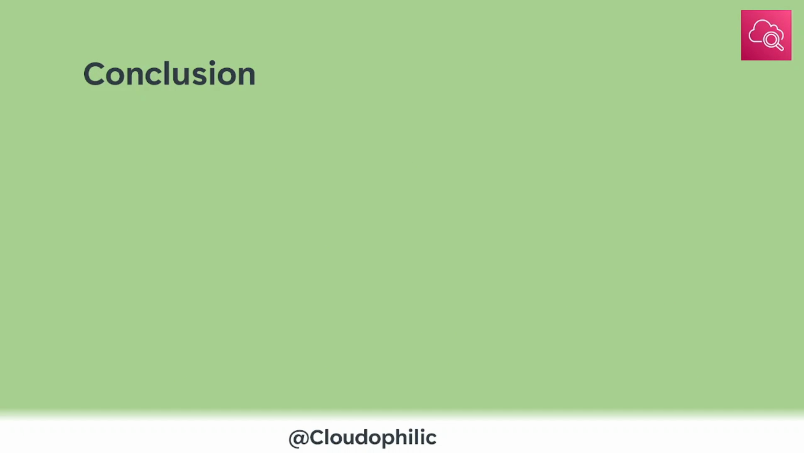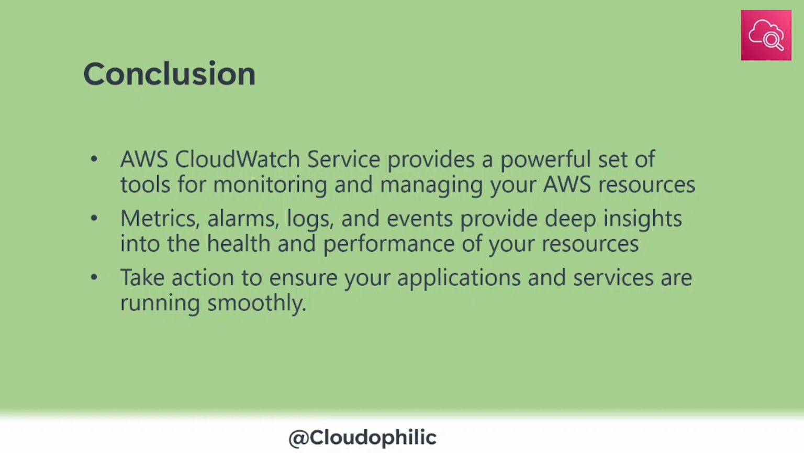So, conclusion: AWS CloudWatch Service provides a powerful set of tools for monitoring and managing your AWS resources. Metrics, alarms, logs, and events provide deep insights into the health and performance of your resources. You can take actions to ensure your applications and services are running smoothly.